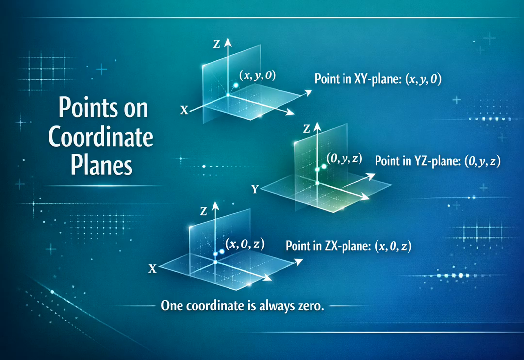Points on coordinate planes have one coordinate 0. A point in the xy plane has coordinates x, y, 0. The z-coordinate is 0 because it's on the xy plane. Similarly, points in the yz plane are 0, y, z, and points in the zx plane are x, 0, z. One coordinate is always 0 for points on coordinate planes.